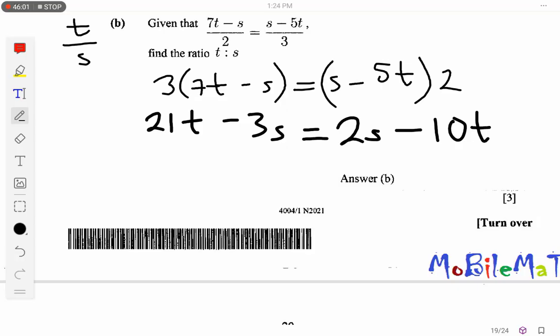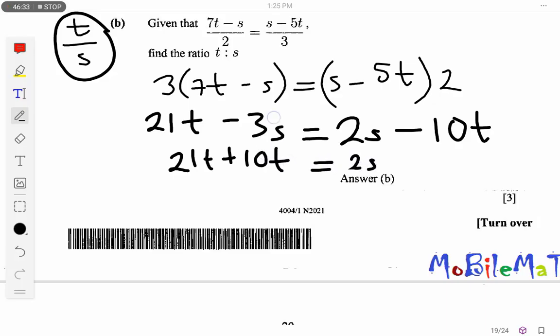Okay, so I want to have the t's on one side, because I want to have t divided by s, like that. So let me take this side. I'll have 21t plus 10t, which gives 31t, is equal to 2s, then this one becomes a plus 3s. So I have 31t is equal to 5s.